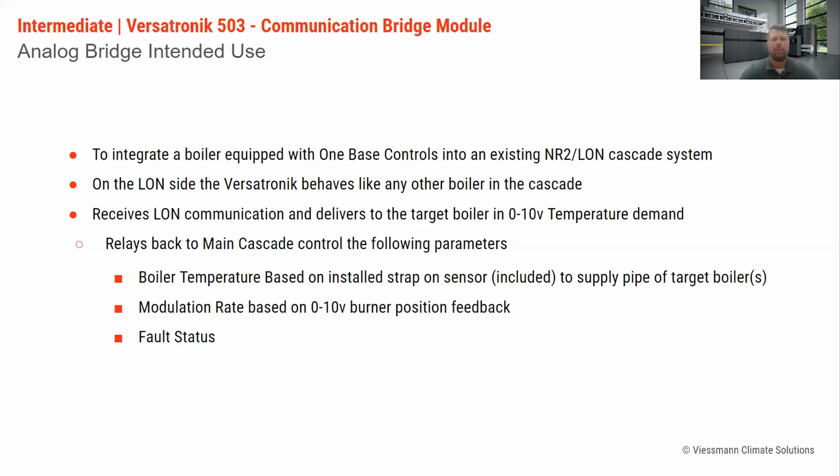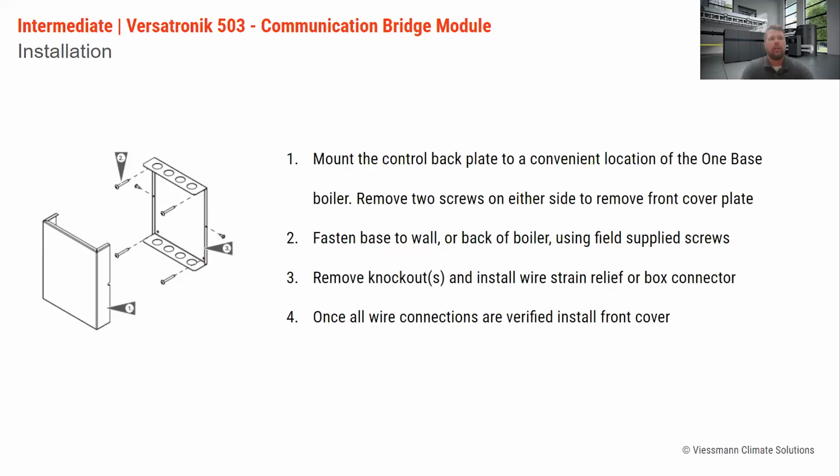So we're going to get a boiler temperature based on the installed strap-on sensor that's going to be included. We're going to put that right on the supply pipe of the target boiler or boilers. We're going to get a modulation rate of that boiler based on the 0 to 10 volt burner position feedback terminals. And we also will get fault statuses through that. So it's going to take that CAN bus, give us a little bit of information. We're going to change that over into a LAN communication, so it'll feed back to that original lead control or lead boiler.